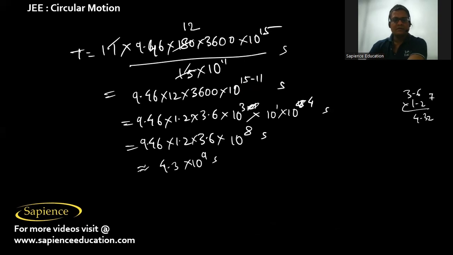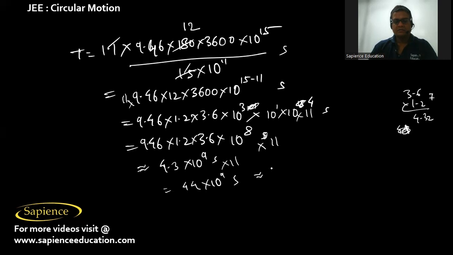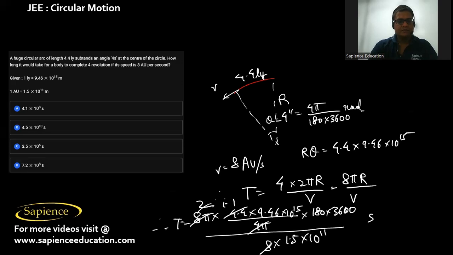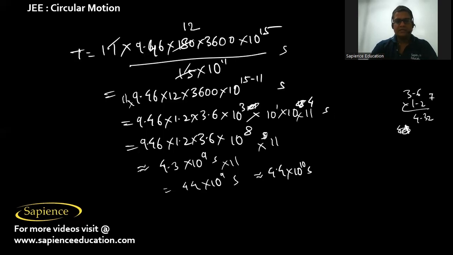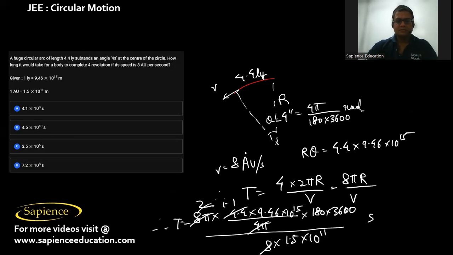Okay, sorry, here 11 is also there. Into 11. So this will be 4.1, 11 fours are 44. So it's 44 into 10 power 9 seconds. So approximately 4.4 into 10 power 10 seconds, so 4.5 into 10 power 10 seconds. So option B is the correct answer.